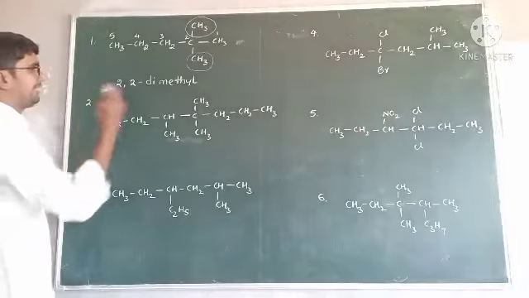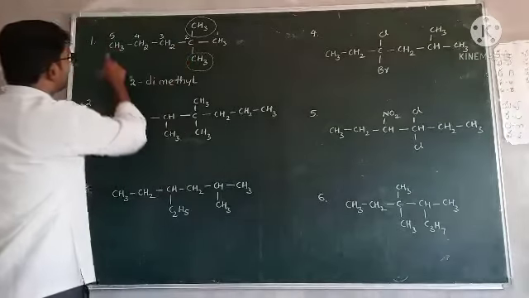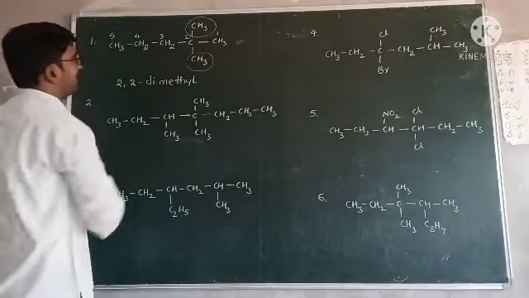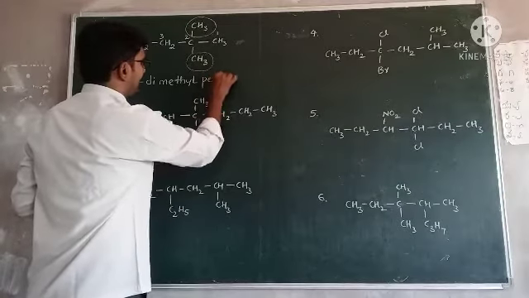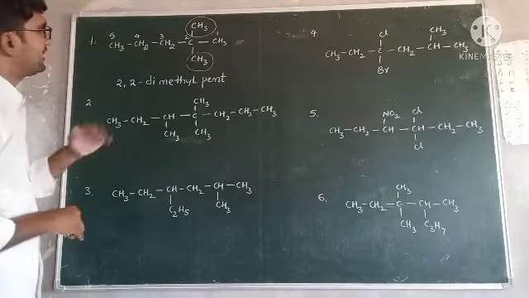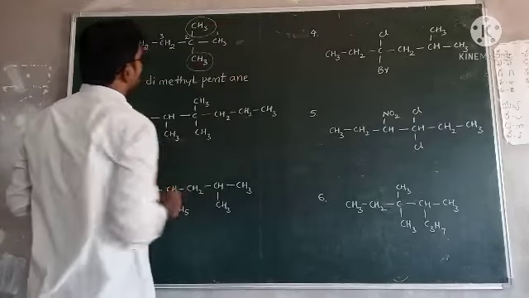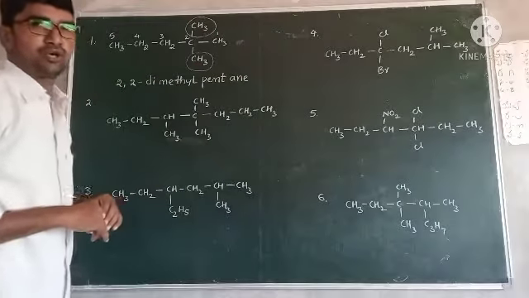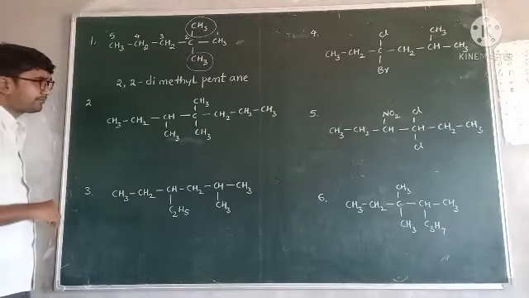Substitution part completed. Next, the number of carbons in the main chain. This is the main chain. In this one, how many carbons are there? 5 carbons are there. So pent. And next, bond type. Bond type means only single bonds are there. So pent-ane. Last one, functional group, but there is no functional group. Completed. Come to the next, the second one.